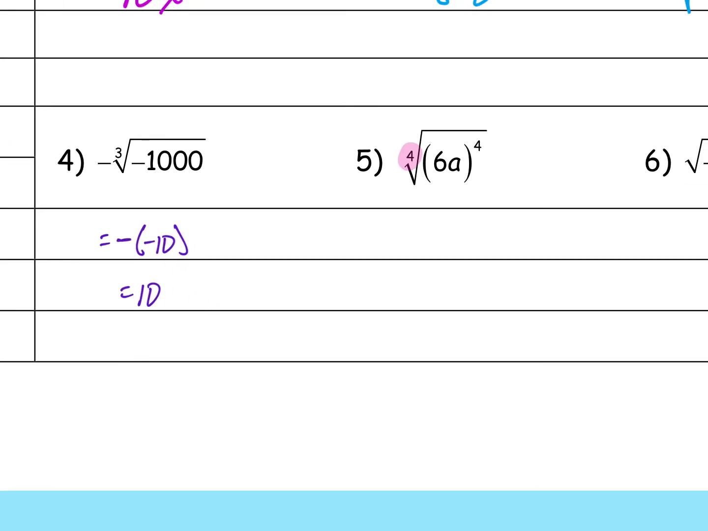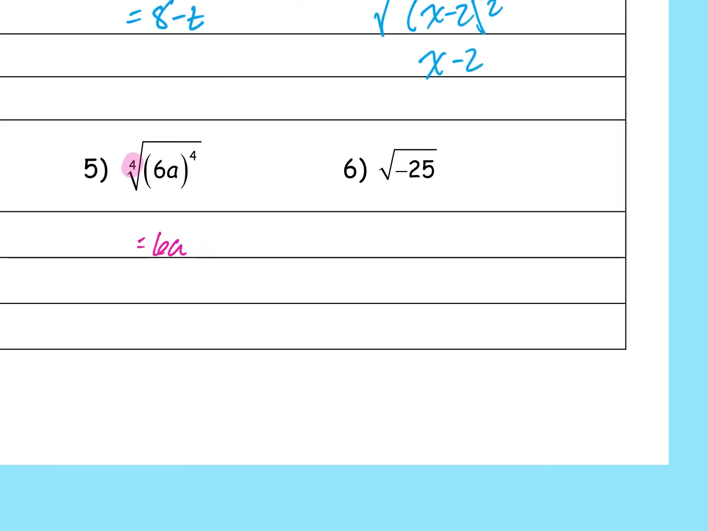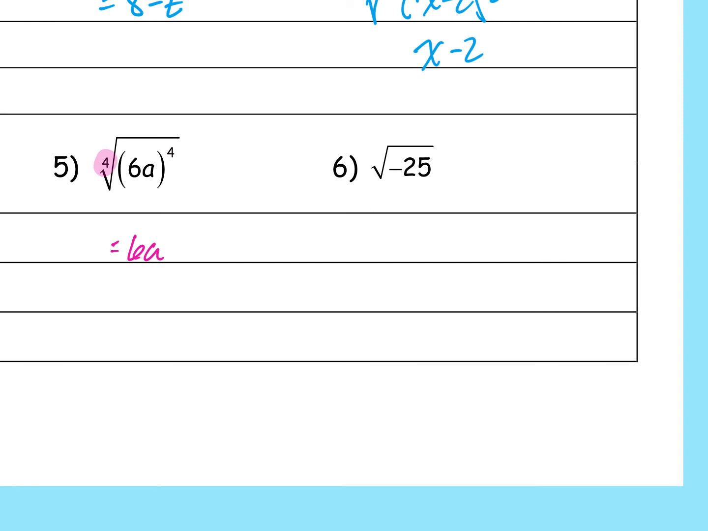The fourth root of 6a to the fourth is just 6a. And the square root of negative 25, at this point in time, we're going to say does not exist because you cannot have the square root of a negative number, right? So right now we're saying it doesn't exist. Questions? Is everyone okay so far?